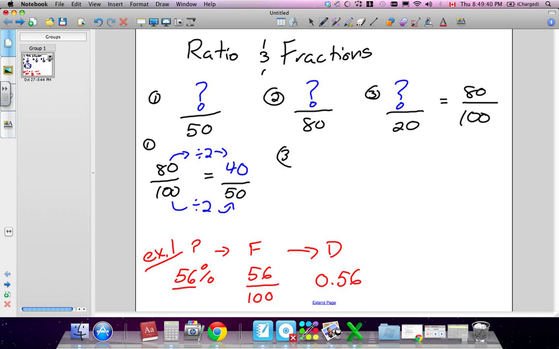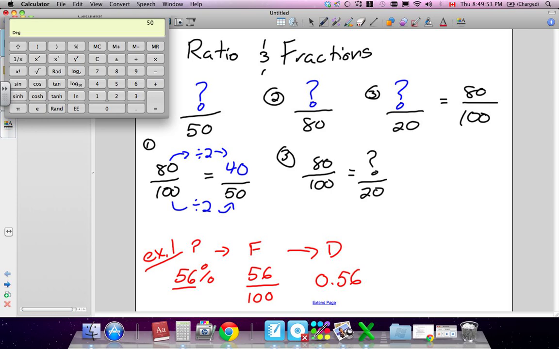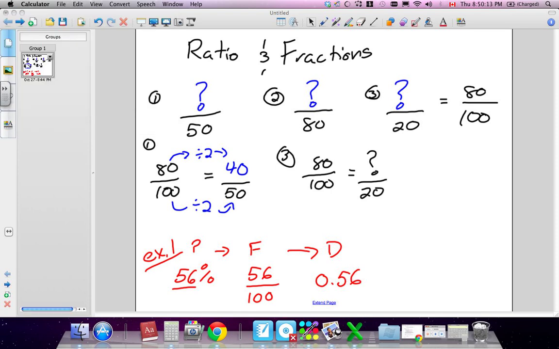80 over 100 is equal to something over 20. How do I go from 100 to 20? We're doing the third test because the middle one's going to be the harder one. 100 divided by 20 gives us 5. So what do I have to do to 100 to get to 20? Divide by 5. Yes, very good. So I take this number, and I divide by 5.